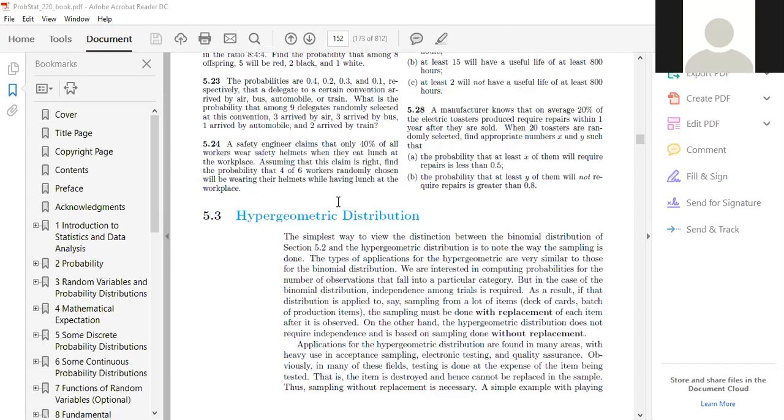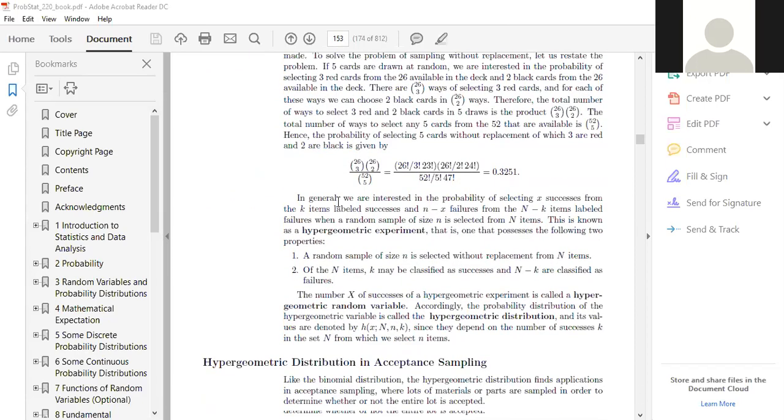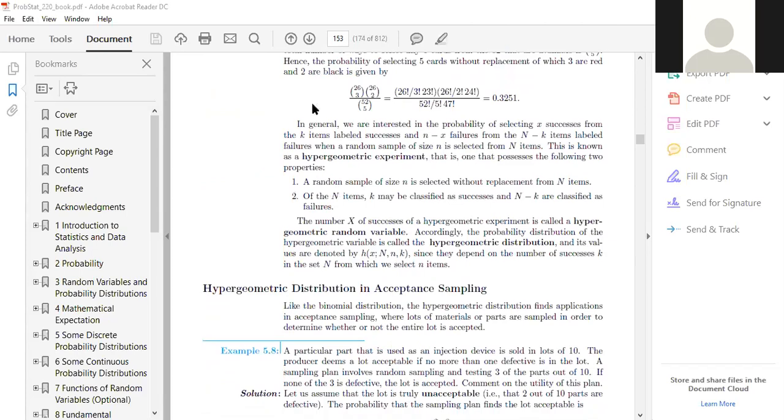labeled success and n-1 failures from capital N-k items labeled failure. That is given over here. I just would like to let you know this part. In general, we are interested in the probability of selecting x successes, sorry, from the k items. Right? So naturally you have x successes.